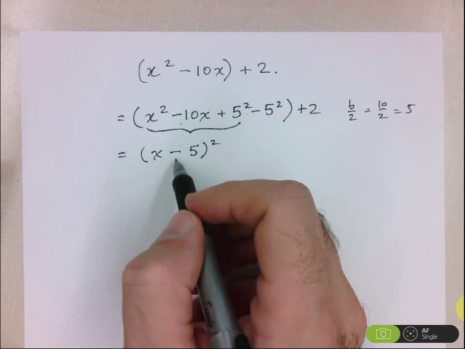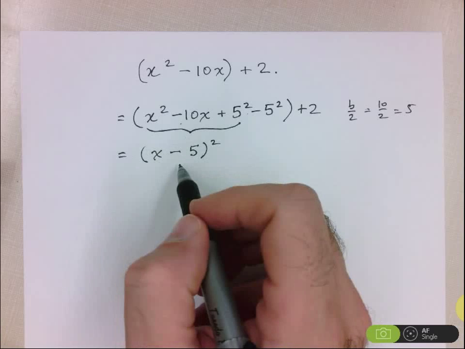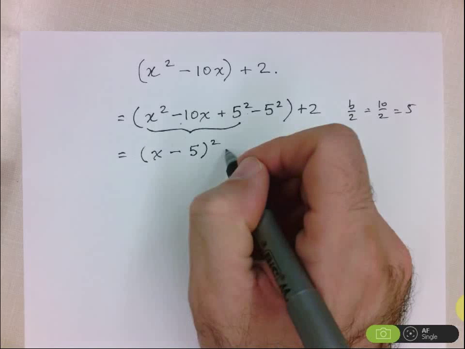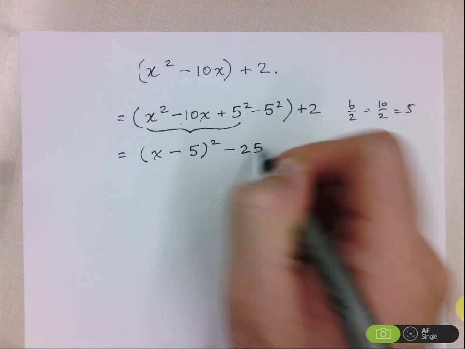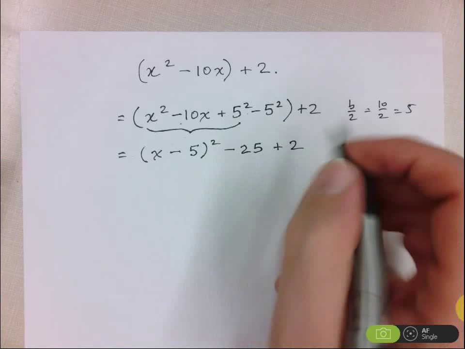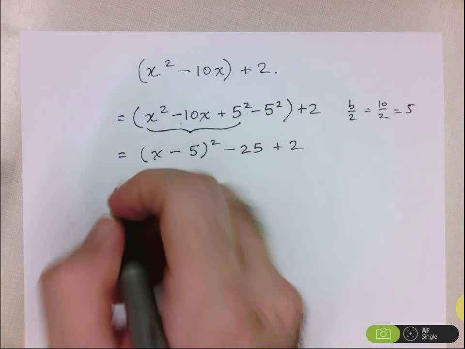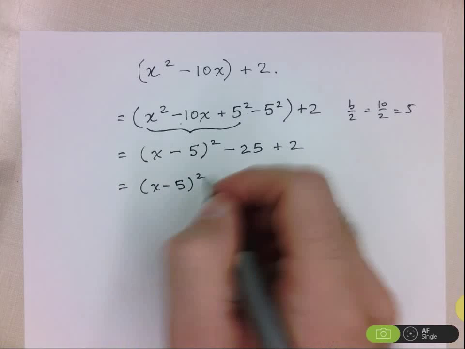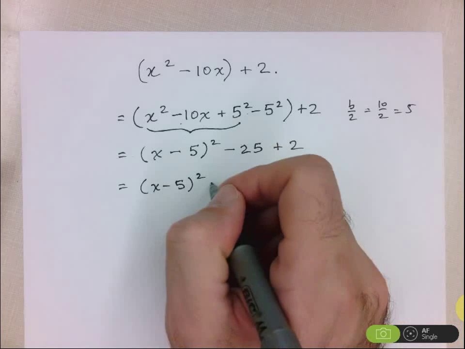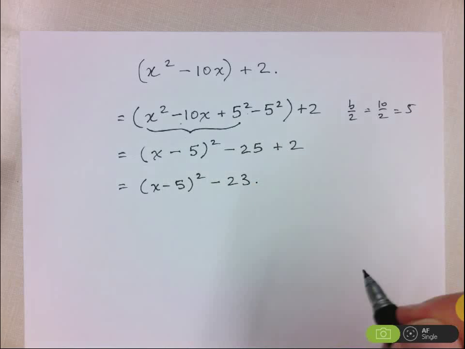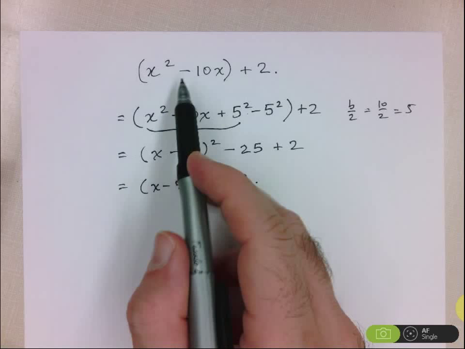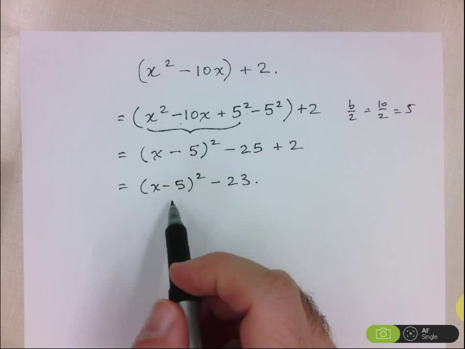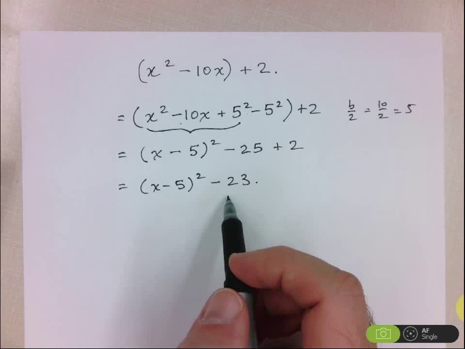Okay? So now I've created my perfect square, but I need to simplify the rest of the expression. I still have this minus 5 squared, so minus 25, and then of course the plus 2, and I can now simplify these two numbers together, so I get x minus 5 squared. Negative 25 plus 2 is minus 23. And here we have our expression in standard form, which we're able to rewrite now in vertex form.